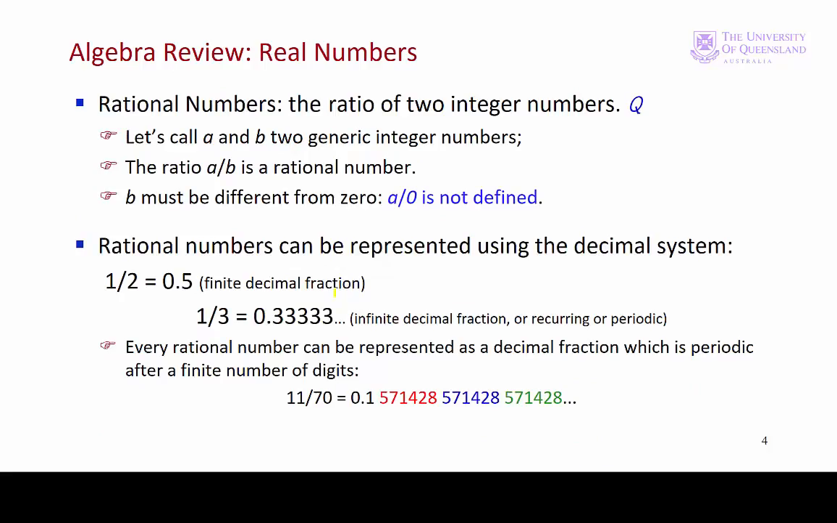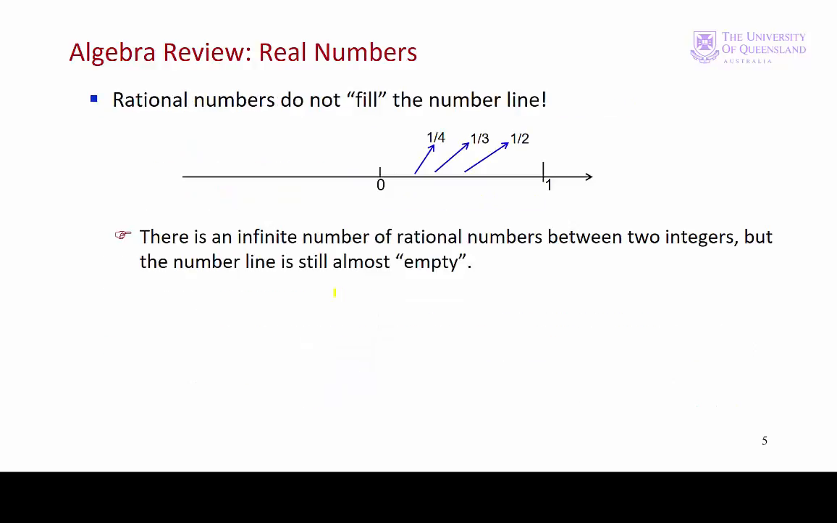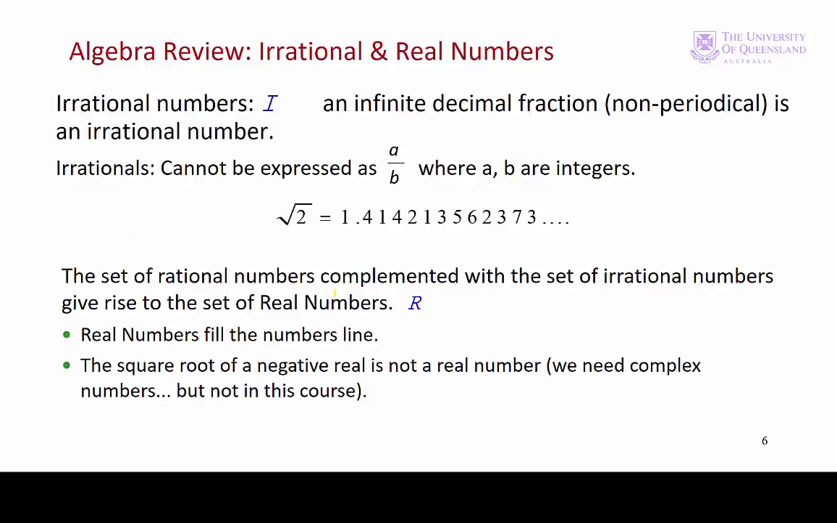Rational numbers are the ratios of two integers, but not all rational numbers can be represented as finite decimals, as we see here. Rational numbers don't fill the number line. An irrational number is a non-periodic infinite decimal fraction. Pi is a famous irrational number, as is the square root of 2.